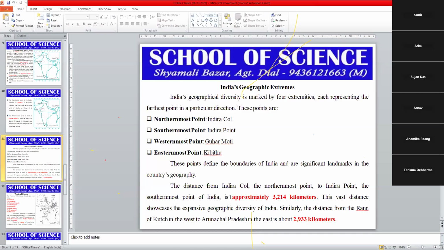The distance from Indira Col, the northernmost point, to Indira Point, the southernmost point of India, is approximately 3,214 kilometers. This vast distance showcases the expansive geographic diversity of India. Similarly, the distance from the Rann of Kutch in the west to Arunachal Pradesh in the east is about 2,933 kilometers. Okay.